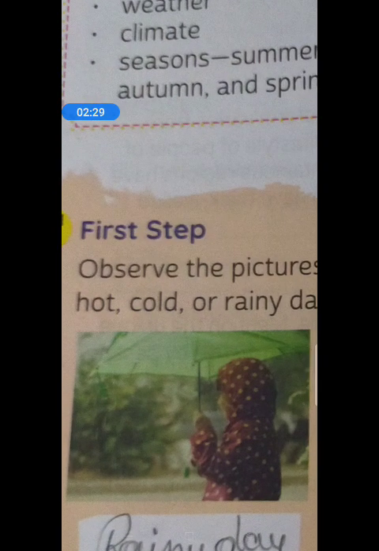See the word weather here? W-E-A-T-H-E-R, weather. It is a hot, cold or rainy day. What you have to do is see the picture carefully and write the weather. Weather means you have a choice, you have to choose from these which day it is. Matlab, either it is a hot, cold or rainy day, you have to choose and write. Okay, now observe the first picture carefully.